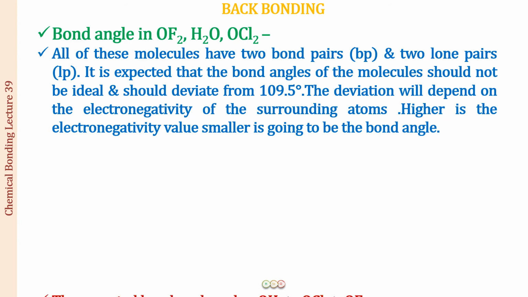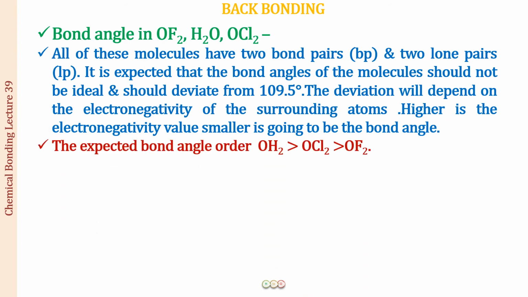So what this means is that the expected bond angle order is going to be OH2, OCl2, OF2, because fluorine is the most electronegative, then chlorine, and then hydrogen. So it is going to have the maximum pull of the electron pair towards itself and the least electron density on oxygen. I hope this is clear now.